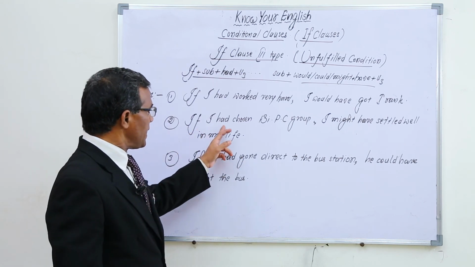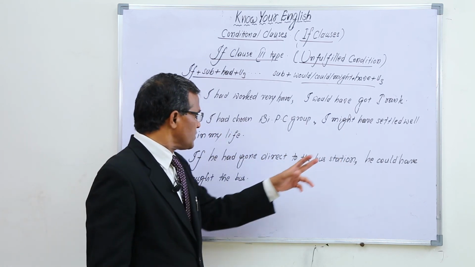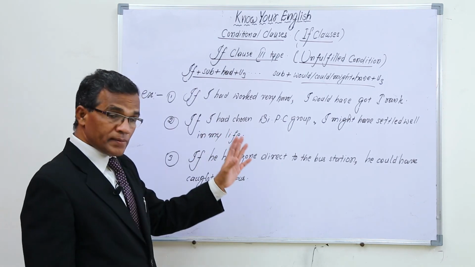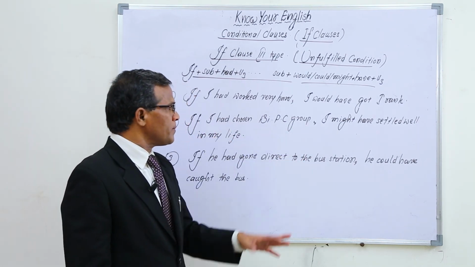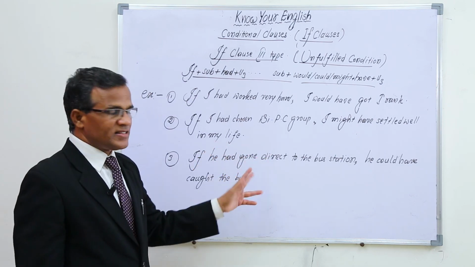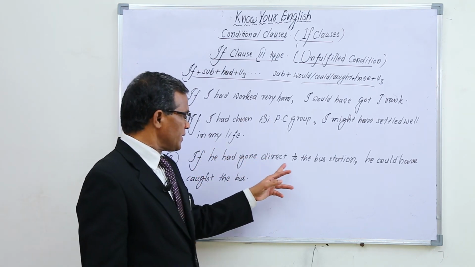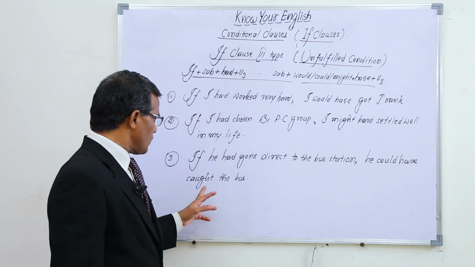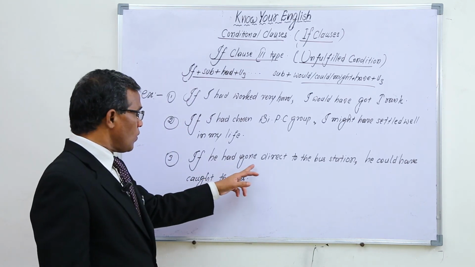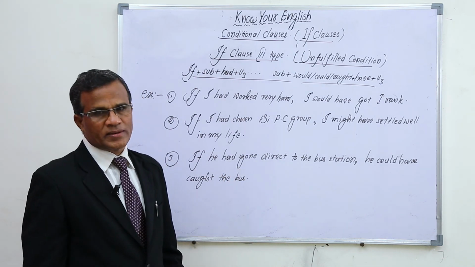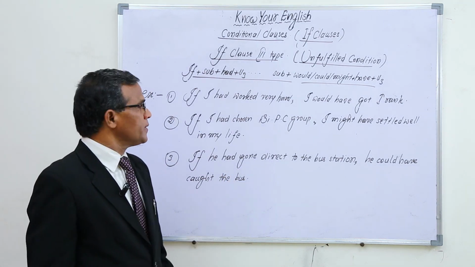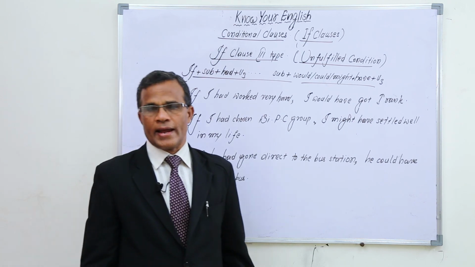And in the same way, if I had chosen BPC group, I might have settled well in my life. The same can be conveyed. Had I chosen BPC group, I might have settled well in my life. Meaning is the same. If he had gone direct to the bus station, he could have caught the bus. Had he gone direct to the bus station, he could have caught the bus. Okay, sometimes we remove if by changing the order of subject and had.